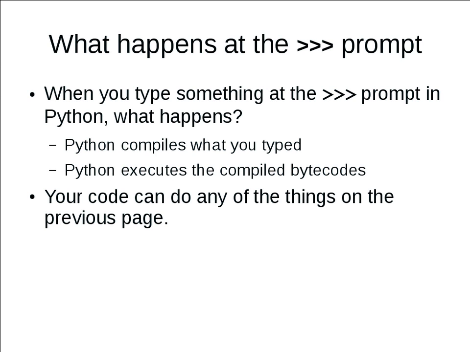So what happens at the interactive prompt in Python? You type something in, what happens? Python immediately compiles it to bytecodes, then it runs the bytecodes, and then it's done. There's no special compile phase like there is with C and other static languages. It compiles instantly, runs the code instantly. Basically, it's always runtime in Python. And you can do any of the things on the previous page. You can print things, interact with the world, make code, make data structures.